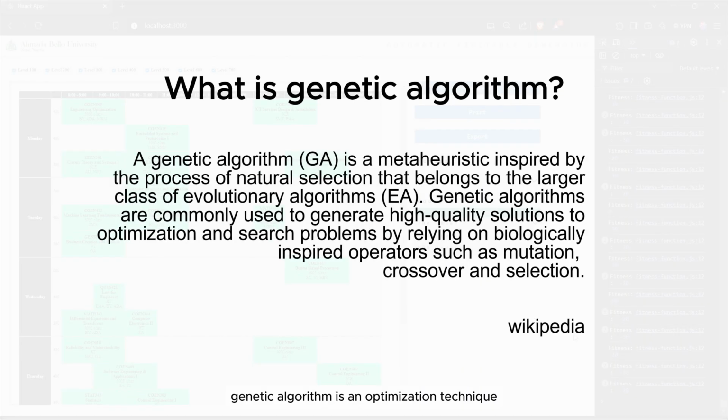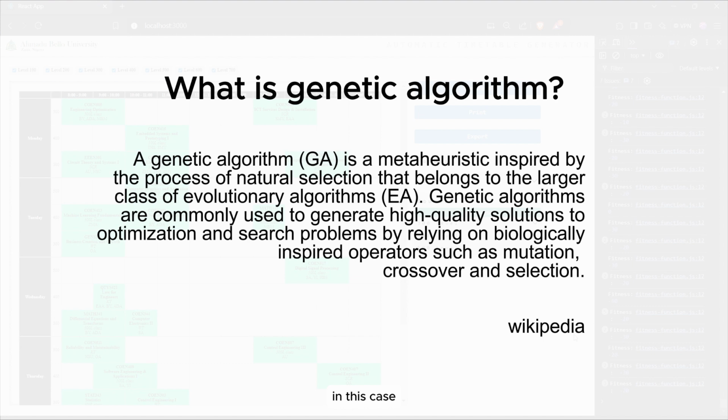A genetic algorithm is an optimization technique inspired by the process of natural selection. It works by generating a population of possible solutions to a problem, then repeatedly selecting, combining, and mutating these solutions to find the best one.